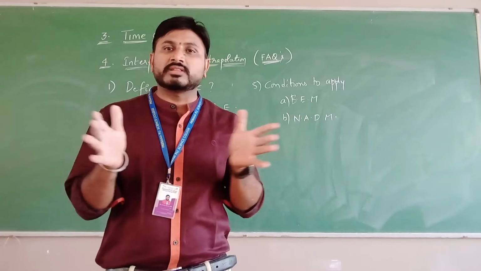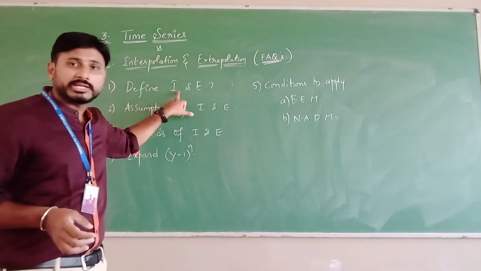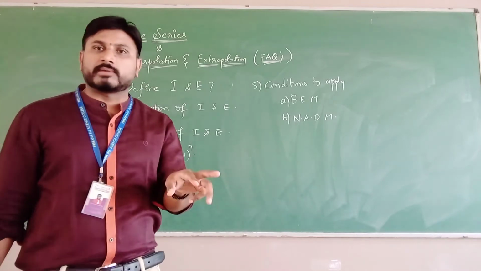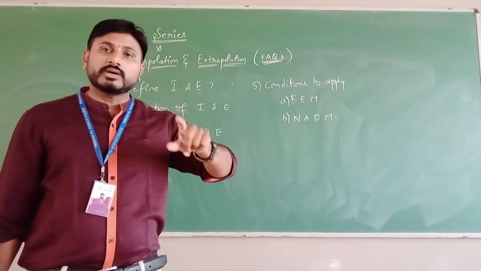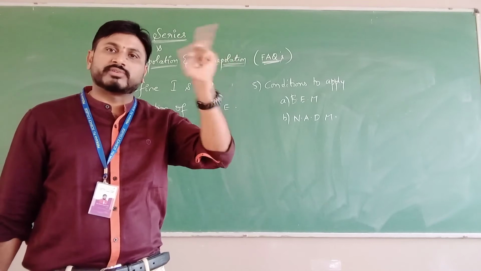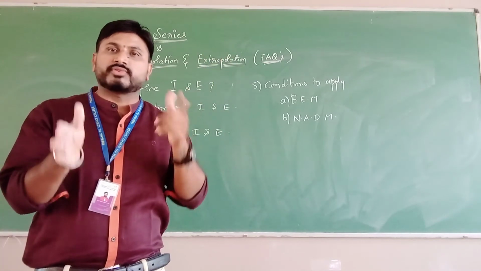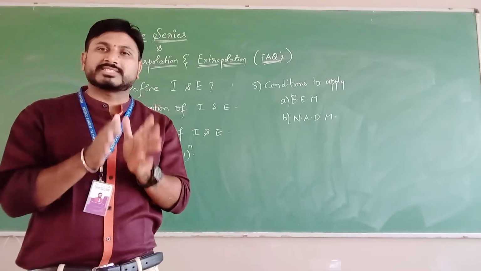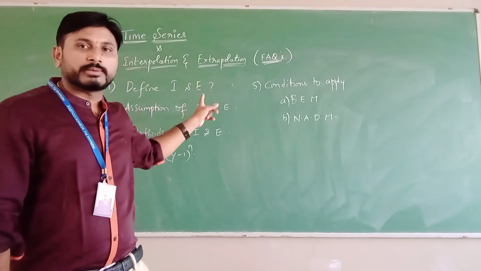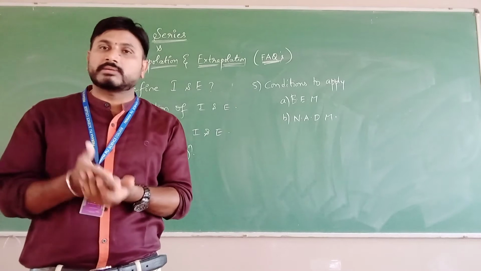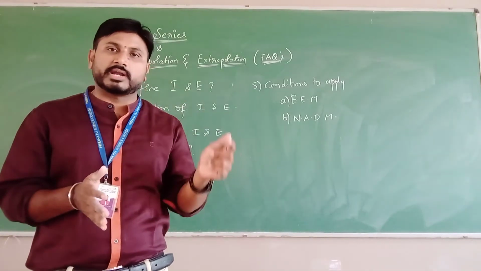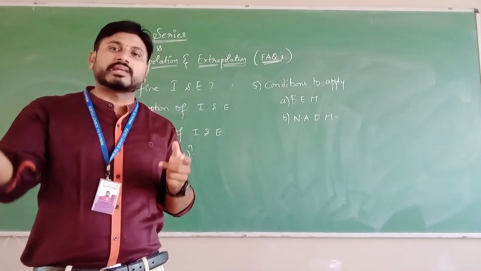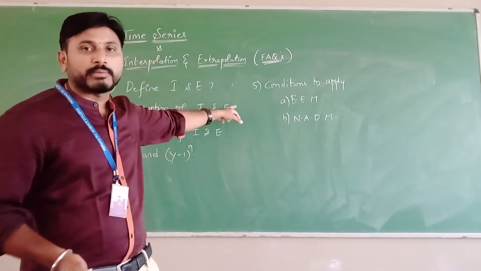Now, the interpolation definition. Interpolation means estimating the unknown value of the dependent variable y, for a known value of the independent variable x, within the range x0 to xn. If we estimate within the range, that itself is interpolation. Extrapolation means estimating the unknown value of the dependent variable y, for a known value of the independent variable x, outside the range. That itself is called extrapolation.